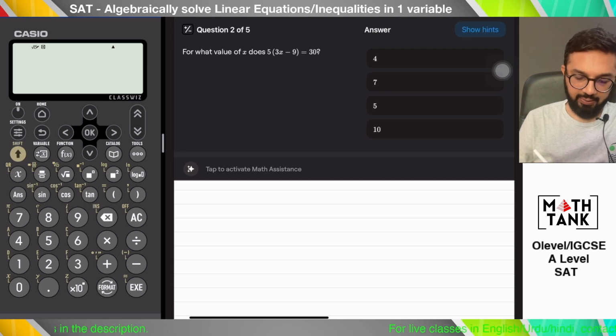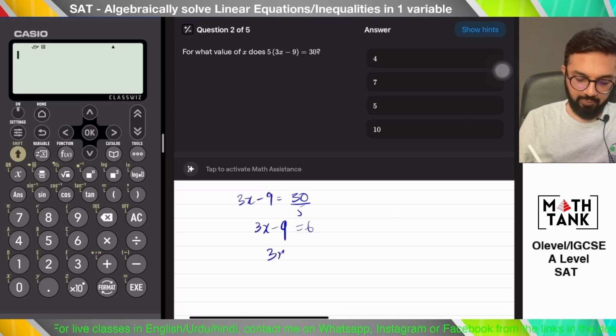For what value of x does this hold? So 3x minus 9 is 30 divided by 5. 3x minus 9 is 6. 3x is equal to 15 and x equals 5.